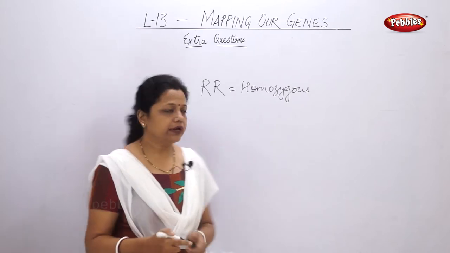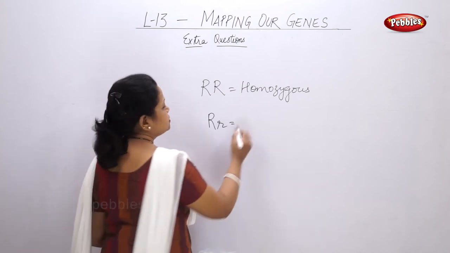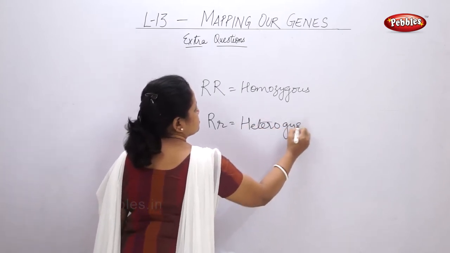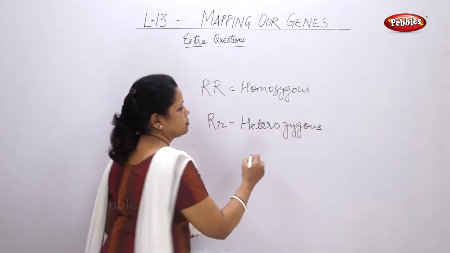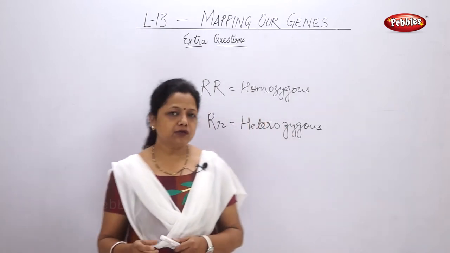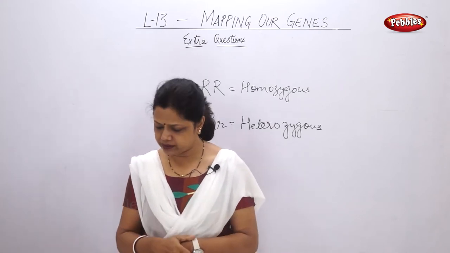After crossing over, if I get such a combination of genes, this is called heterozygous. So homozygous is when a pair of genes is the same, heterozygous is when the pair of genes is different. One may be dominant, one may be recessive.